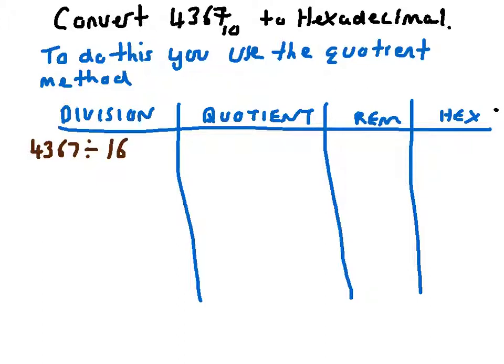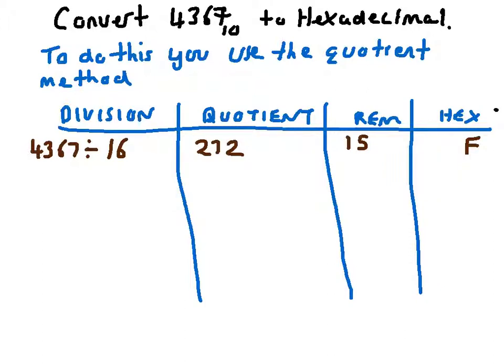So if I do that, how many 16s go into 4,367? Well, the answer is 272, and that's my quotient value. But 16 doesn't exactly go into 4,367 because there's a remainder, and if you work out what the remainder is, you'll find that it is 15. So I'm going to put that over there. Now, that remainder, 15, in hexadecimal, you should know has a value of f. So I'm going to put my f over here like that.